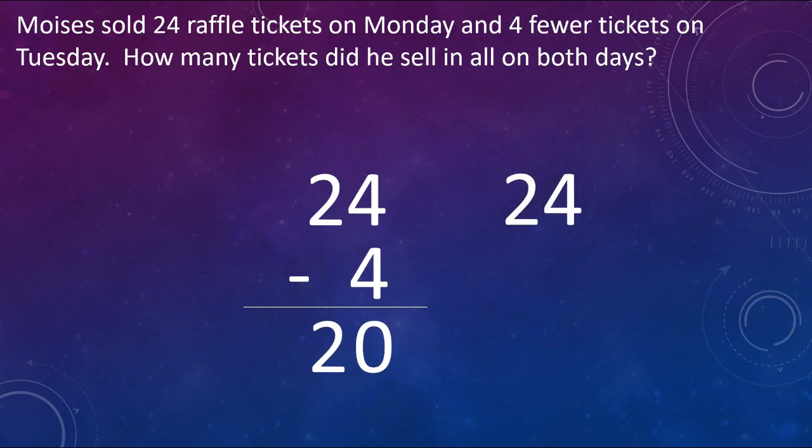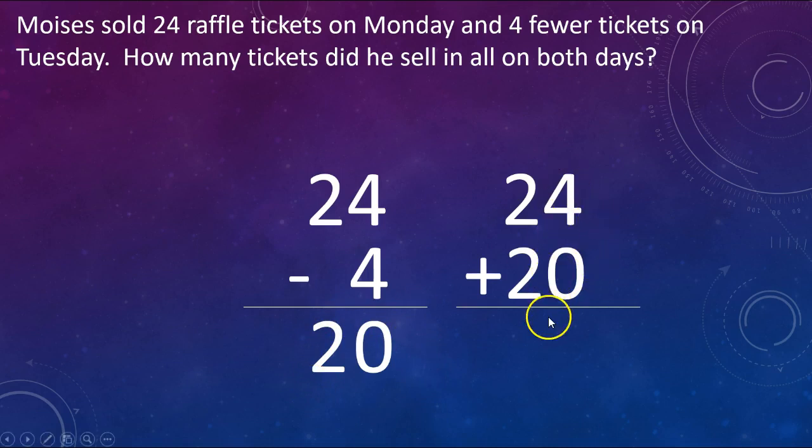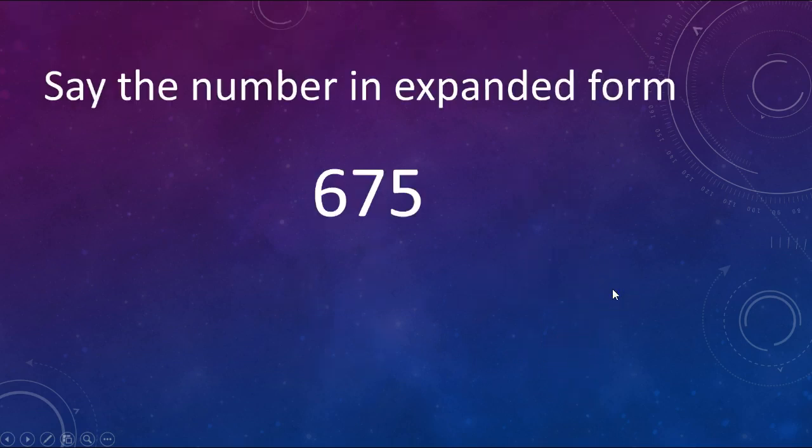Now we need to add 24, because that is the number of tickets he sold on Monday, plus the number of tickets he sold on Tuesday, which we just found out was 20. So I lined up my 1s place and my 10s place. What is 4 plus 0? 4. And what is 2 plus 2? 4. He sold 44 tickets.